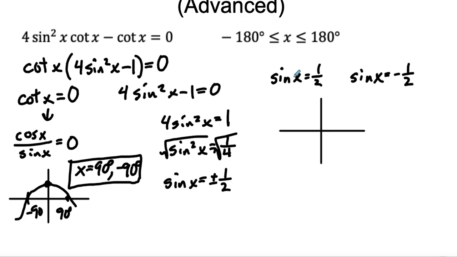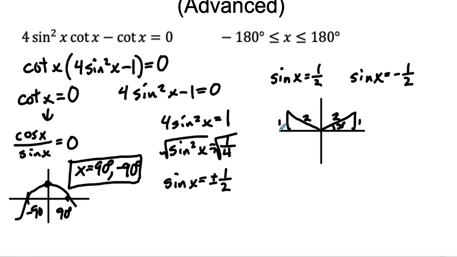If I think about where sine of x equals positive 1/2, that's pretty easy. That's going to be where we have a 30-degree angle here, right? If this is 30 degrees, we have an opposite of 1 and an adjacent of 2.